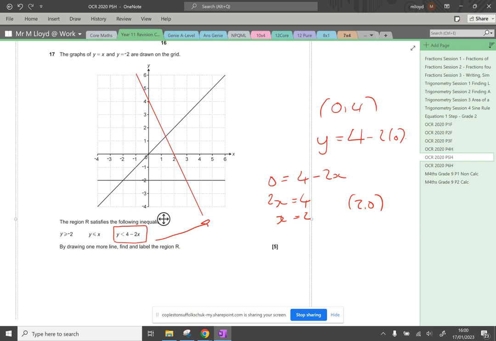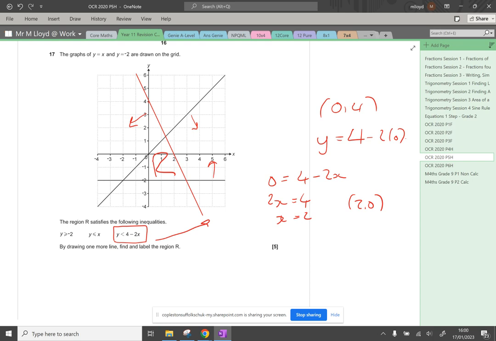So it says the y value is less than that graph, so it's going to be that way there. Y is going to be less than x, so that means it's going to be underneath that one. And then y is going to be greater than -2, which means it's over that one, which means this is the shaded region of R. Fantastic.